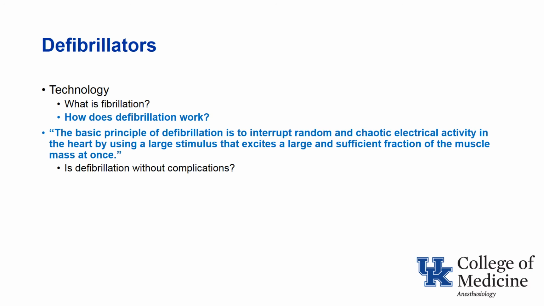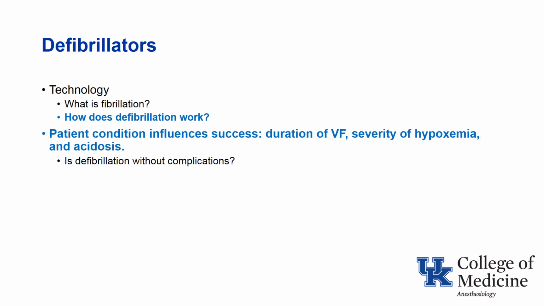How does defibrillation work? The basic principle of defibrillation is to interrupt a random and chaotic electrical activity in the heart by using a large stimulus that excites a large and sufficient fraction of the muscle mass at once. There are three main conditions which influence the success of defibrillation, and they are the duration of VF, the severity of hypoxemia, and the presence of acidosis.